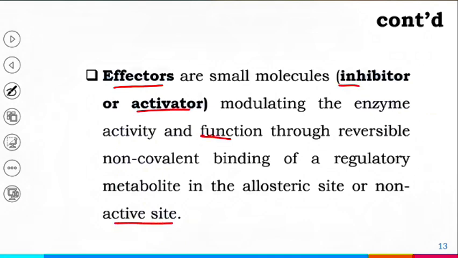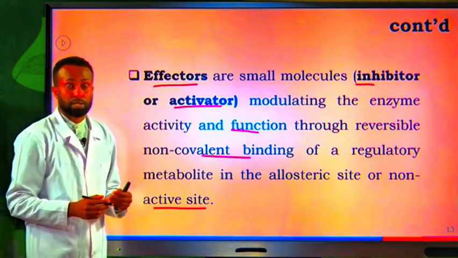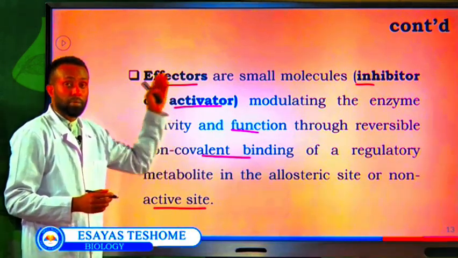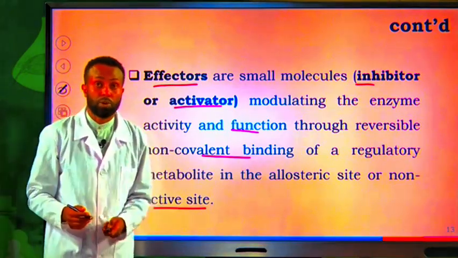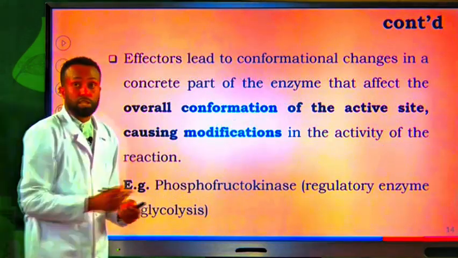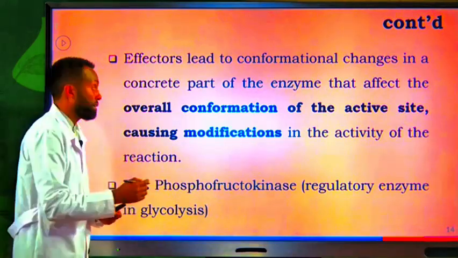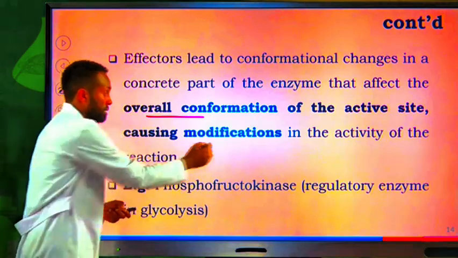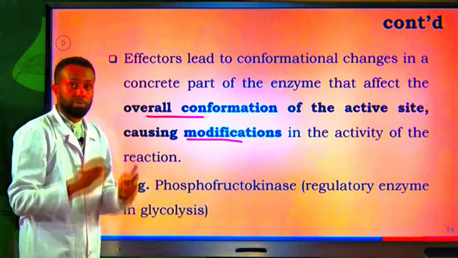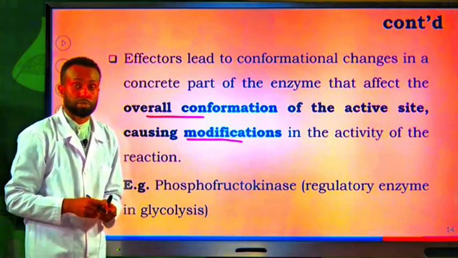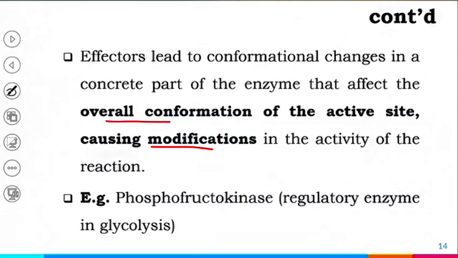or non-active site. As I have mentioned earlier, in the case of an allosteric enzyme, besides the active site, there is also an additional binding site. That site is known as the allosteric site or regulatory site. This helps the effector to bind. So if the effector binds on those sites, it acts as an inhibitor or activator. Effectors lead to conformational change in a concrete part of the enzyme that affects the overall conformation of the active site, causing modifications in the activity of the reaction.